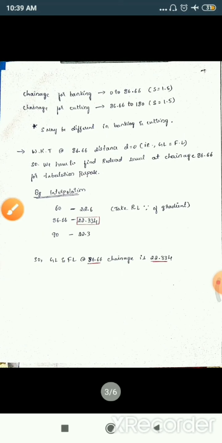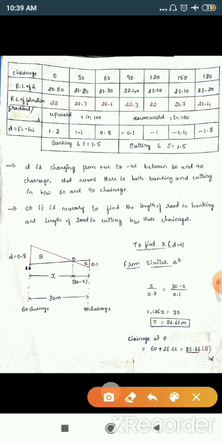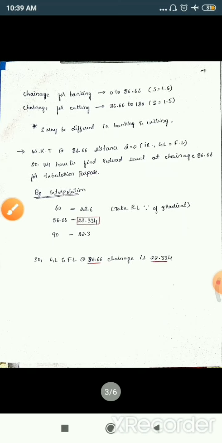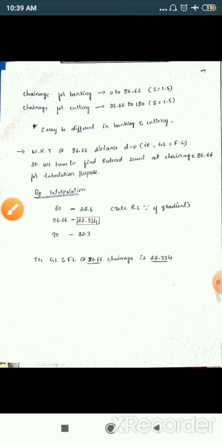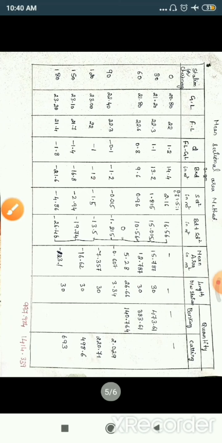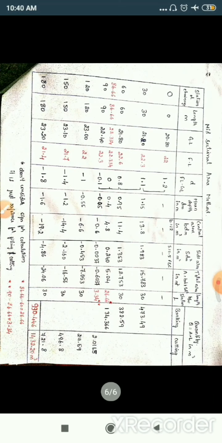Next, you don't need to calculate all these things. Once you get familiar, it is not necessary. You can directly go to this tabular column. This is the mean sectional area method. The only difference between mid section and mean section is that I have the mean sectional area also here.